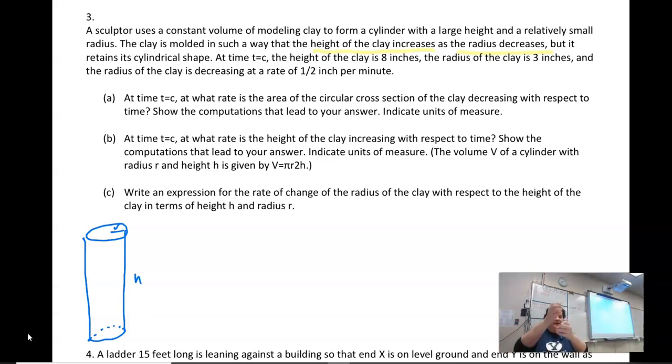So the smaller it gets, the bigger. It's like I'm stretching out my clay or something like that. Okay, at time t equals c, the height of the clay is 8 inches. So height is 8. The radius is 3. And the radius is decreasing at a rate of 1/2. That's dr dt because it's a rate. At time c, it just means whatever time. At time c, at what rate is the area of the circular cross-section decreasing?